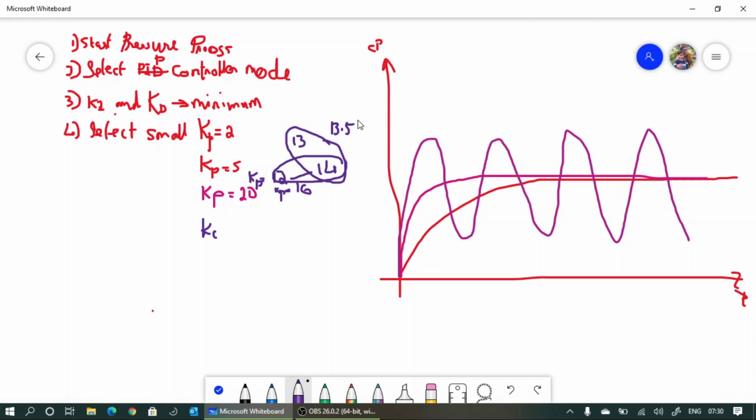Now corresponding to 13.5, if there is a sustained oscillation, then we can remove 14, then 13 and 13.5. Why? Corresponding to 13 there is no sustained oscillation, corresponding to 13.5 we have sustained oscillation, then we have to select these 2 points. So take the middle point 13.25. So like that way we have to go.